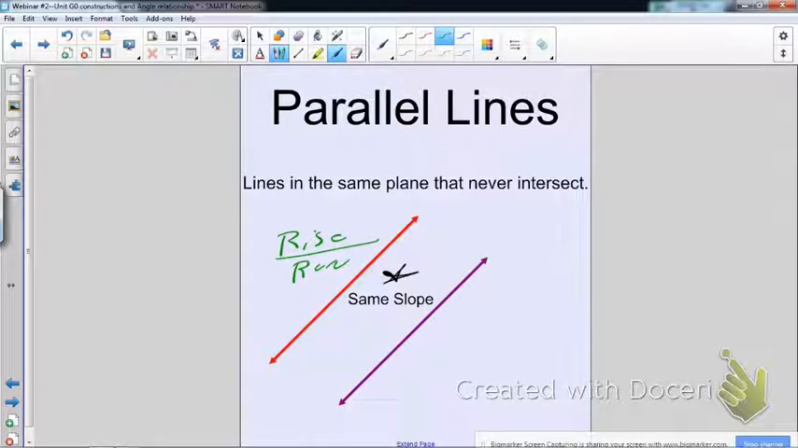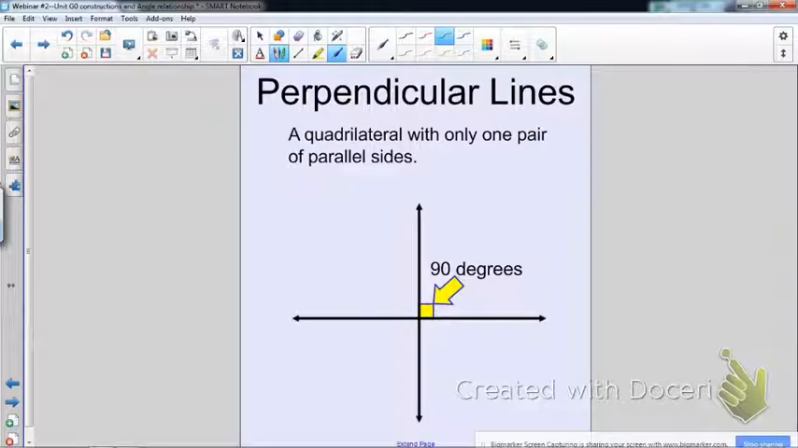If they're both positive, if the first one's positive and I say that the second one is parallel to it, that means that the second one is also positive. And it's really that simple. Perpendicular lines are basically lines that intersect, and when they intersect, they create 90 degrees.